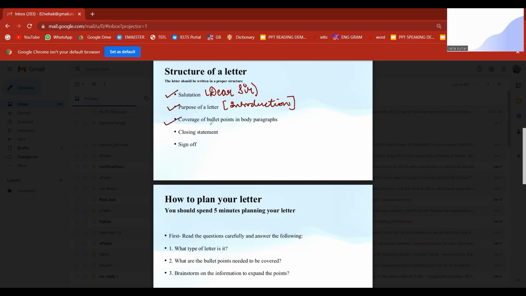The third step is covering all the bullet points in your body paragraph. There are bullet points given in your letter. You need to cover them. All the bullet points should be covered in your letter in a concise and very precise way in your body paragraphs. The fourth step is a closing statement. You will write a closing statement, that is, what are your takeaways and what are your expectations in a letter. And the fifth step is a sign off. You just say yours faithfully or yours sincerely. This comes under the sign off. So this is how we structure our IELTS letter. So you should remember these 5 structures.